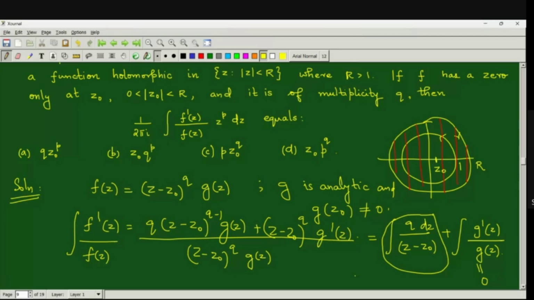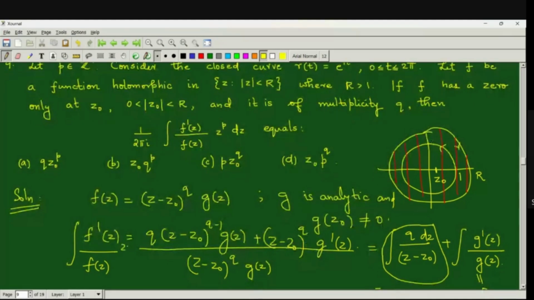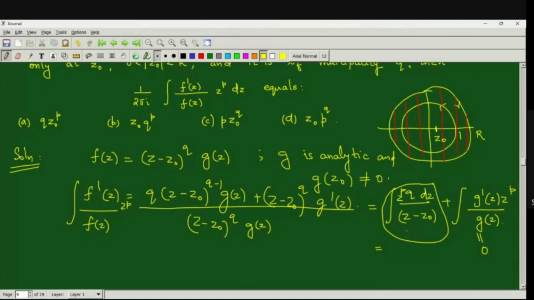What can be used? Which theorem comes to your mind? Cauchy integral. Yes. And what is the Cauchy integral? There is Z power P here. Anyway, with Z power P also, this is analytic, so this is 0. And use the Cauchy's integral formula here. What is the answer? Q times Z naught power P is there.